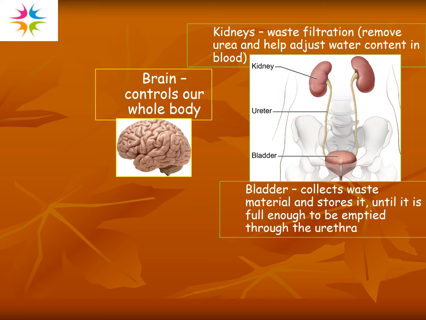The kidneys, they are a waste filtration system. They help to remove urea and adjust the water content in blood. The bladder collects waste material and stores it until it's full enough to be emptied through the urethra, just that one there.